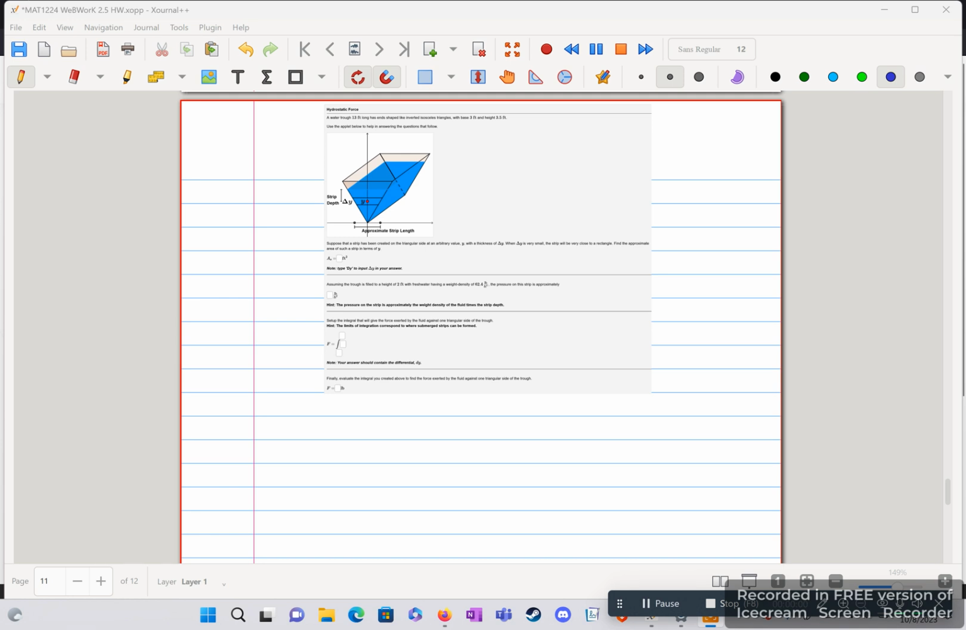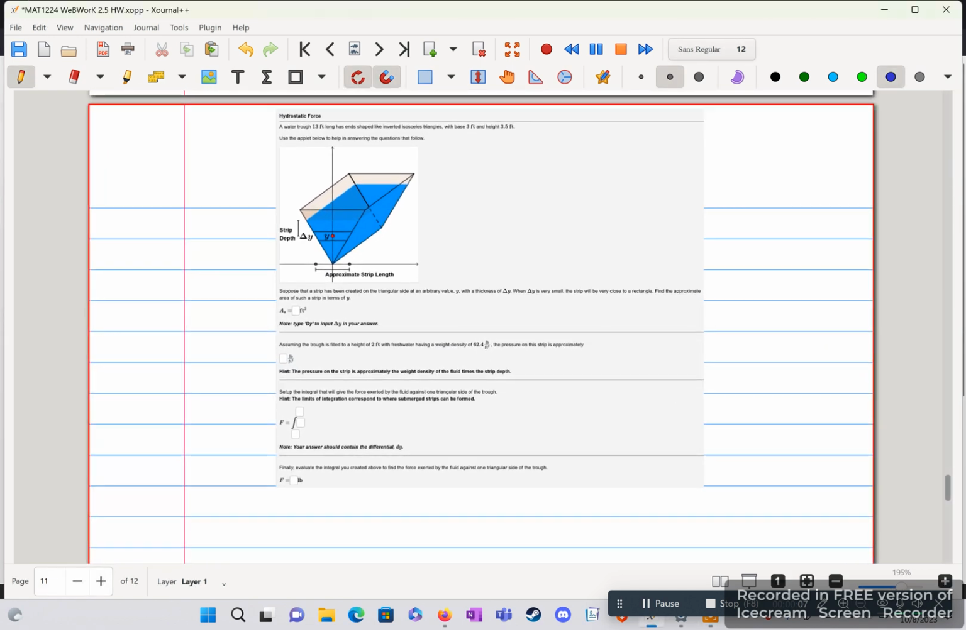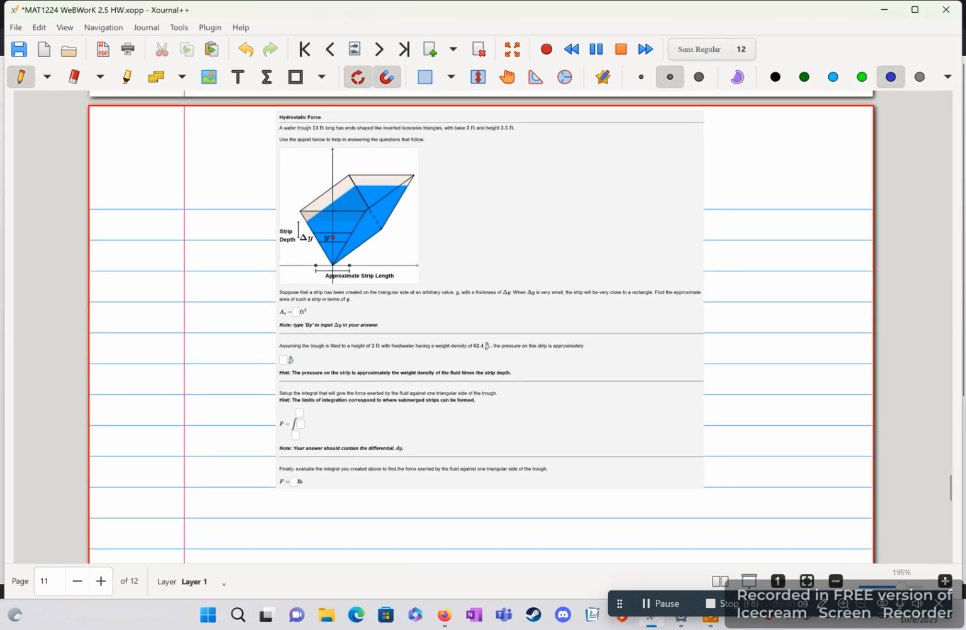All right, this is question 11, and we have another problem here dealing with water. This time we have an inverted isosceles triangle with base 3 and height 3.5. And we need to find the area.